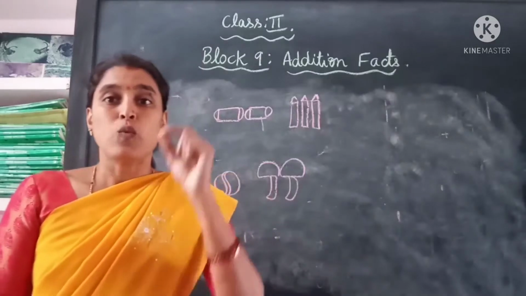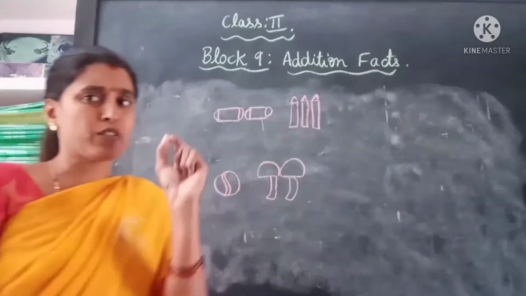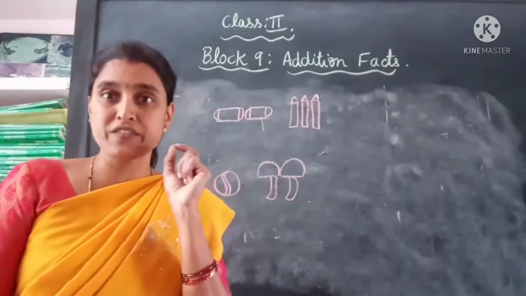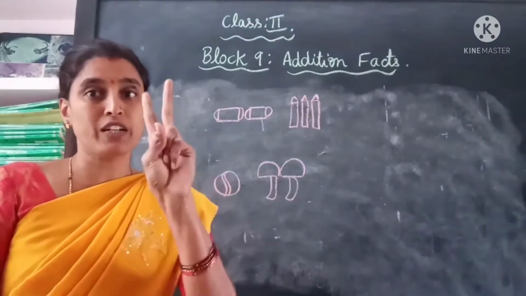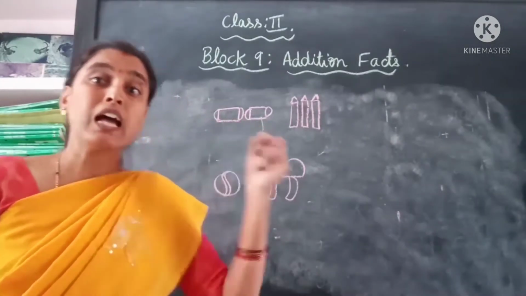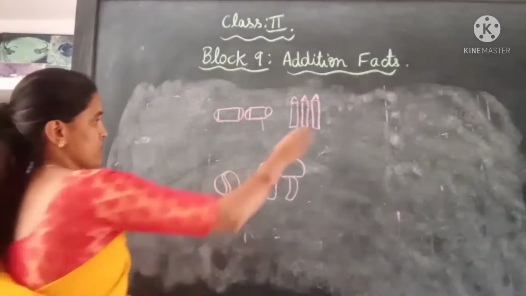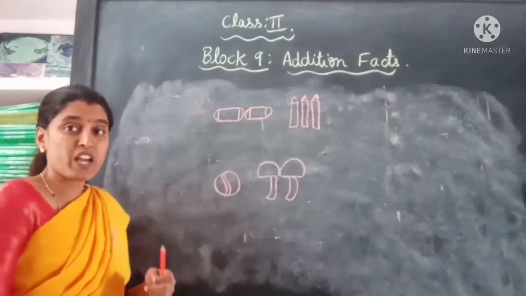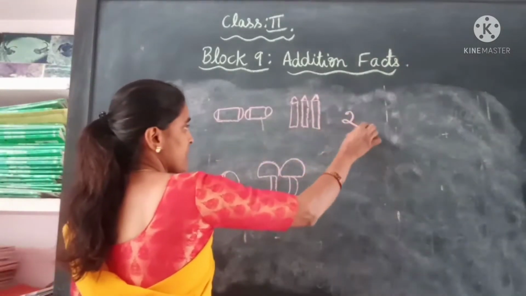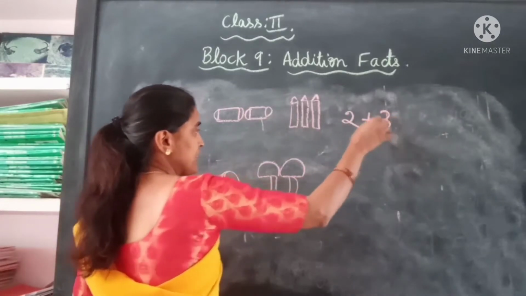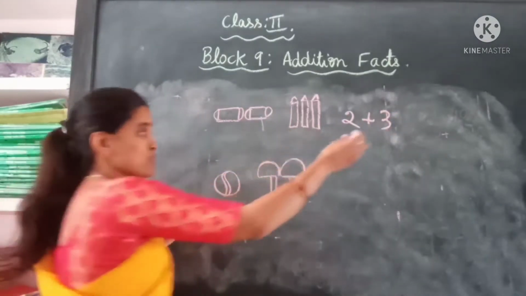Now children, one more question. We have to write any two addition facts for the given number of things. Here first, see how many erasers we have here? 2 erasers. And how many pencils? 3. 2 plus 3 equals what?